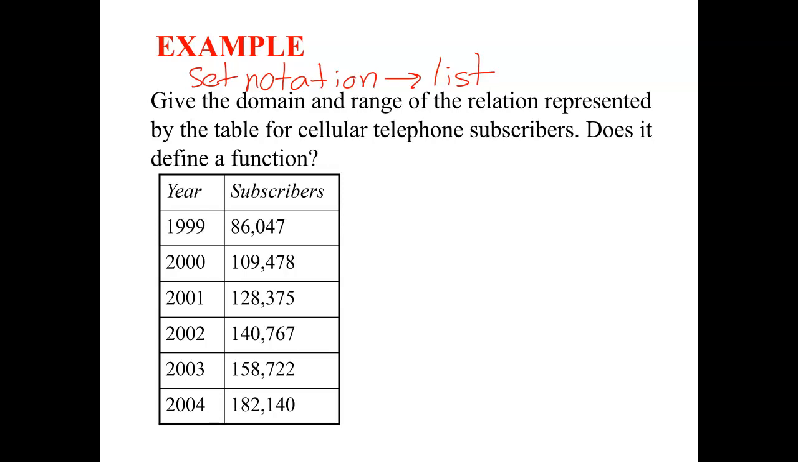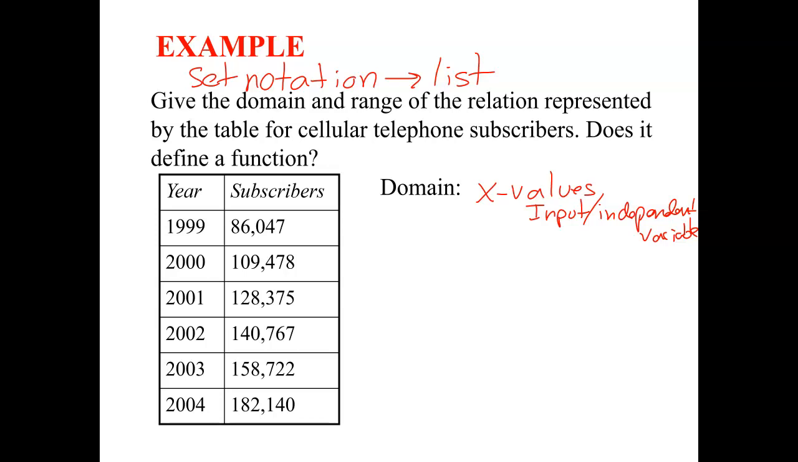If I have a set, a bunch of ordered pairs, or just a set of points on a graph, or a table of values, it is a list of numbers. I'm going to use set notation. Domain represents all of my x values, which are my input, or my independent variable. Independent variable, the input, the x values.